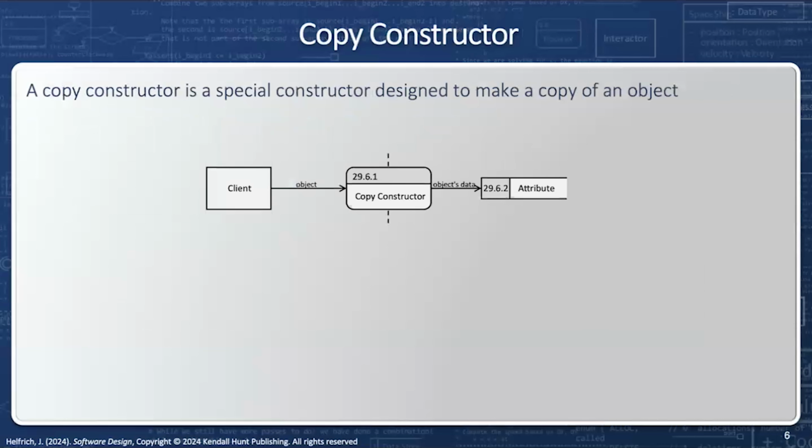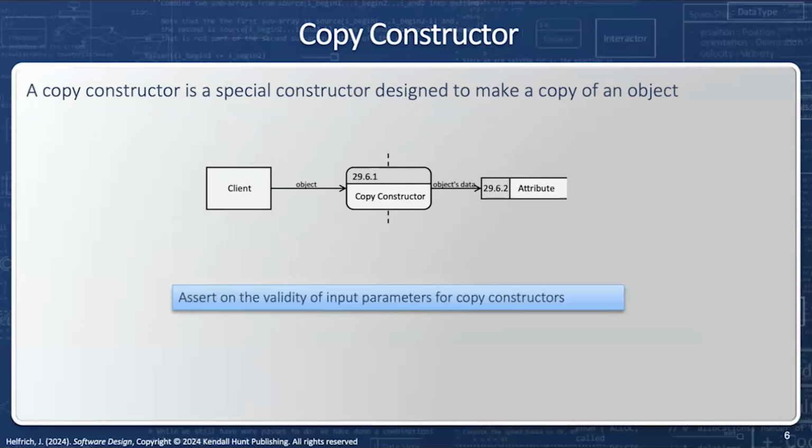Next, we have a copy constructor. A copy constructor is a special constructor designed to make a copy of the client. Here, the object goes in and the object's data goes into the attributes. Best practice: assert on the validity of input parameters for the copy constructor to make sure that the object passed in is also in a valid state. And second, always create a copy constructor. The compiler will create one for you if you don't create one explicitly, especially when you pass a parameter by value. By always explicitly creating a copy constructor, we can make sure that it's done correctly every time.